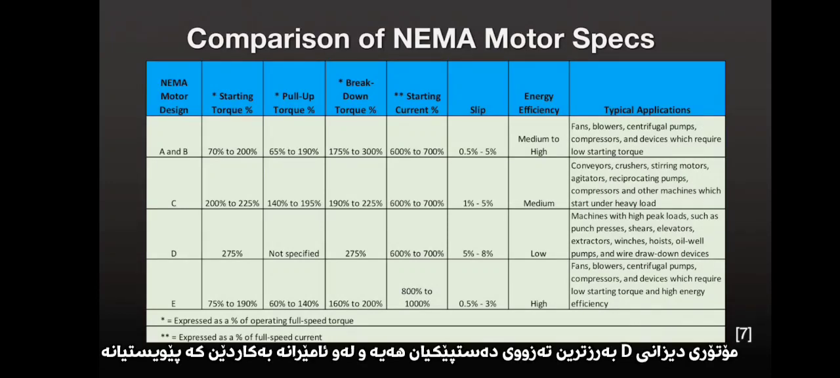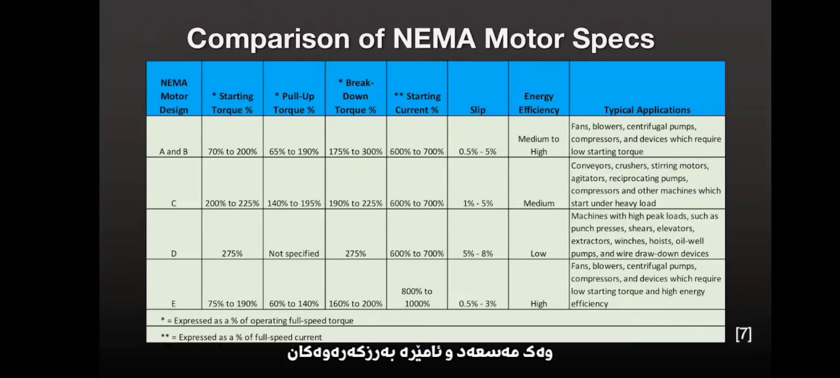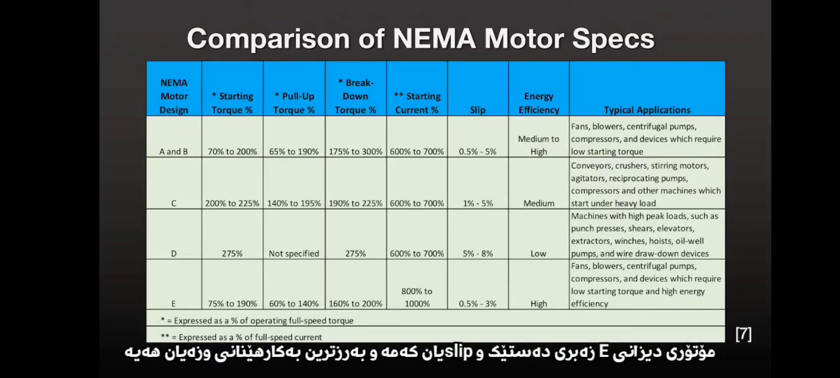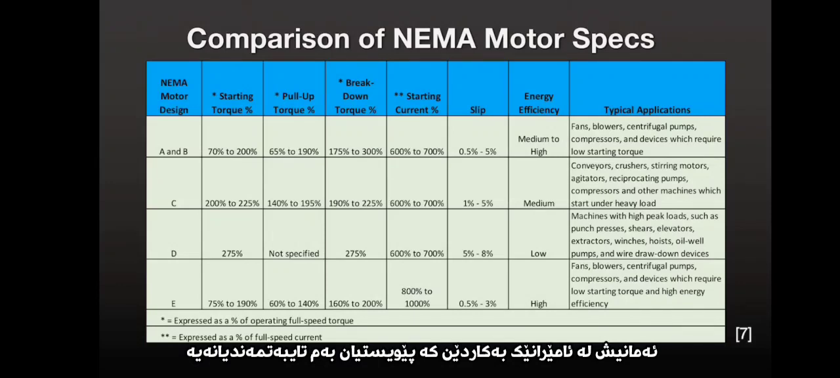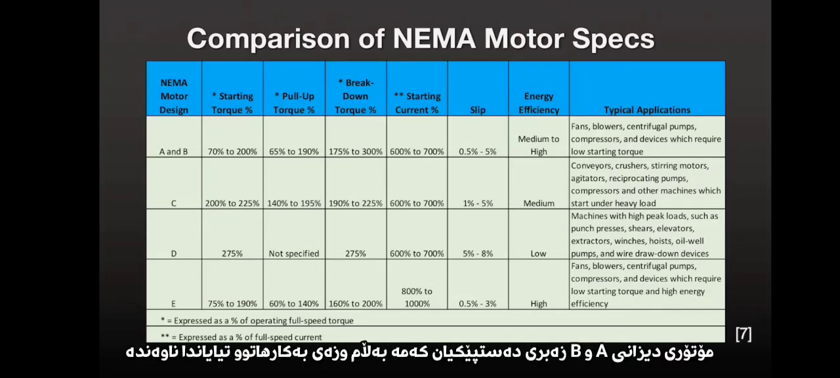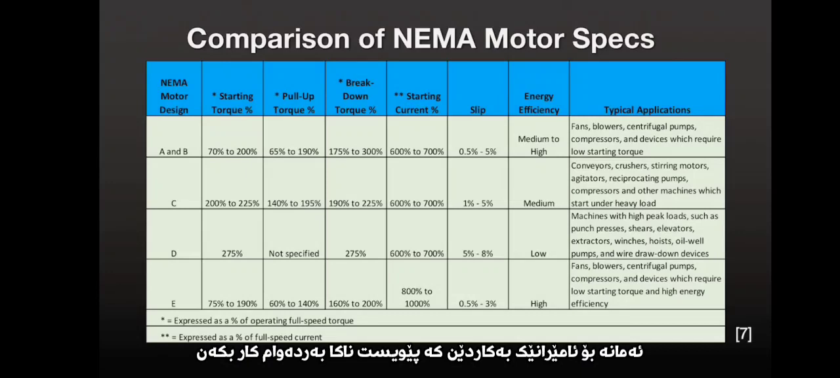Type D motors have the highest starting torque and are usually used in machines that need it, such as presses, elevators, or lifting equipment. Type E motors have relatively low starting torque, but also low slip and the highest energy efficiency. They are used in applications which need these requirements, such as fans, compressors, and pumps, which tend to be run 24/7. Type A and B motors have low starting torque, but only medium to high energy efficiency. You might want to use one of these for a pump or compressor, which doesn't need to be run 24/7.